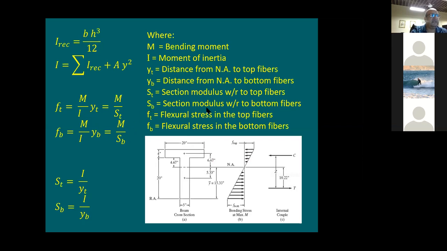Same thing for the bottom. What is S bottom? If you take the moment of inertia divided by Y bottom, you get S bottom. We have all of this written here. So where is the definition of the section modulus? It's right here. S top is I divided by Y top, and S bottom is I divided by Y bottom. So it is either that you figure out the moment of inertia and then use Y top and bottom, or you use the section modulus top and bottom. It's going to be up to you. It should be fine, there's no problem with this.